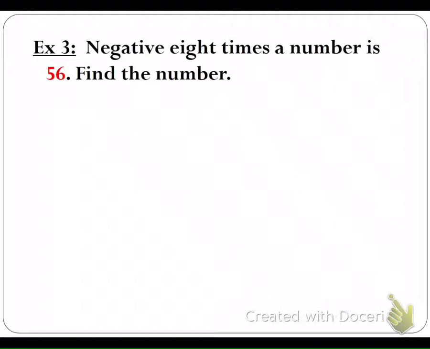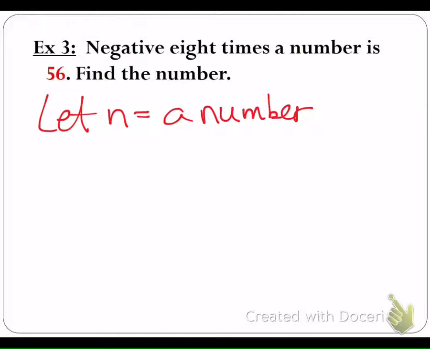All right, example 3. -8 times a number is 56. Find the number. So I'm going to let what? Let n equal a number. All right, and then you basically just read it. -8 times a number, so -8 times n is, my equal sign, 56.